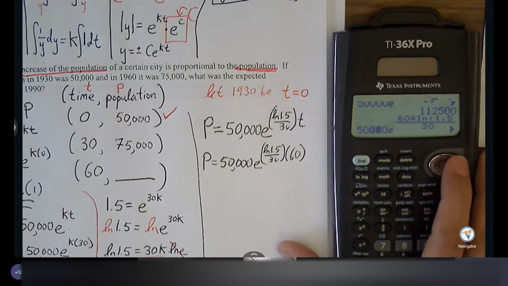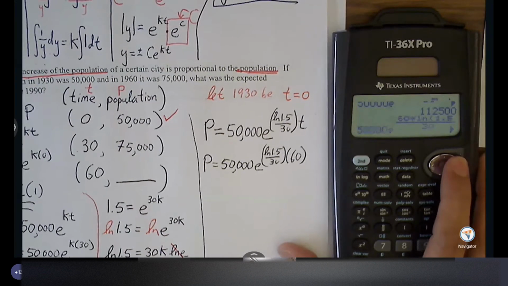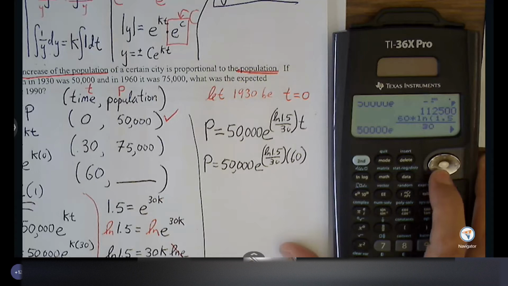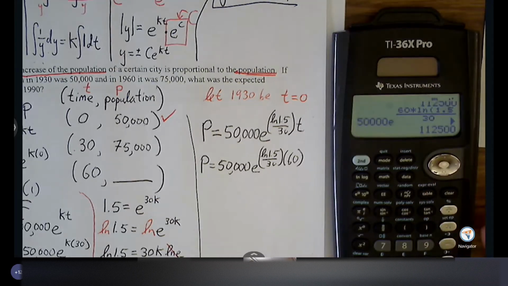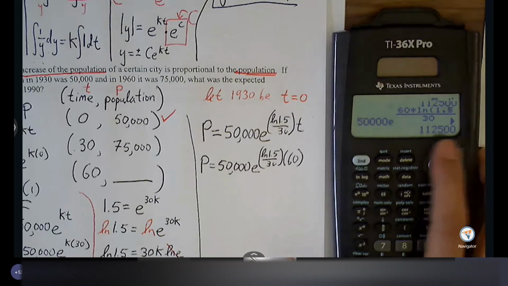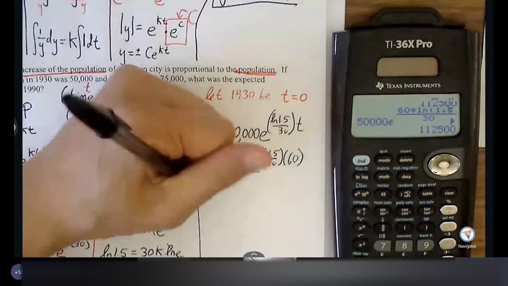Okay, so 50,000 e to the, I'm just multiplying all the numerators together, 60 times natural log of 1.5, all over 30, but it's all sitting in the numerator slot here. Okay, so there is my predicted population. It looks like I don't have to deal with any decimals, but if there were decimals, you would round to 3 decimal places.